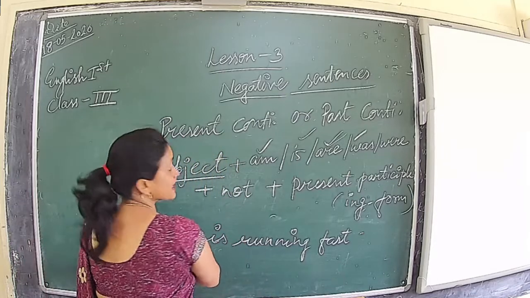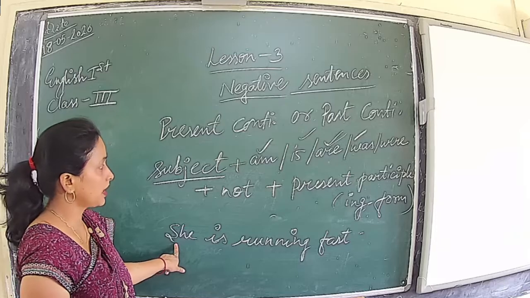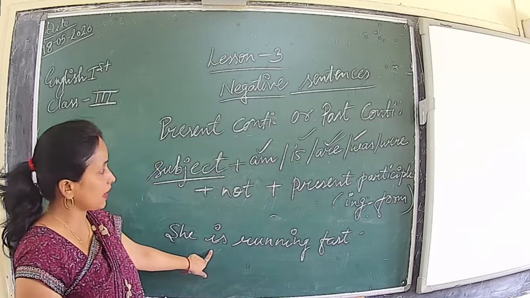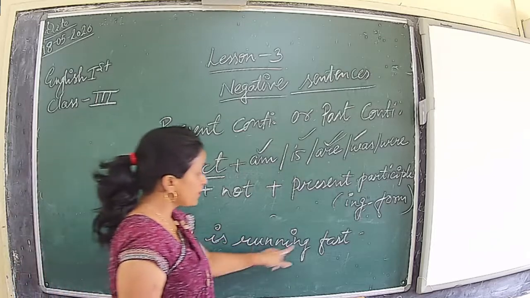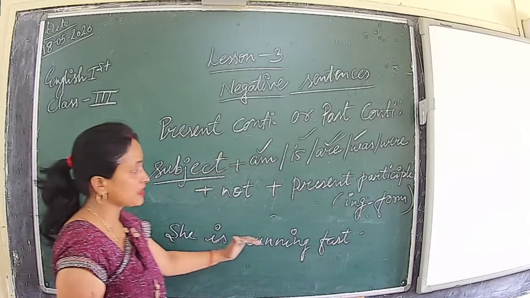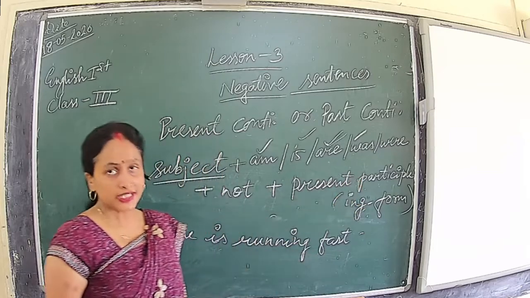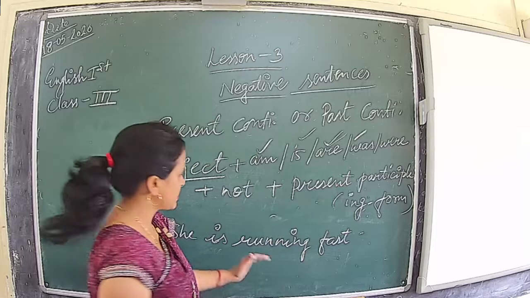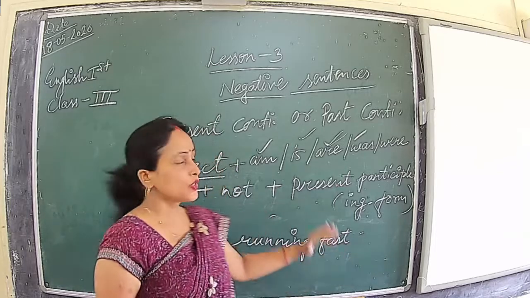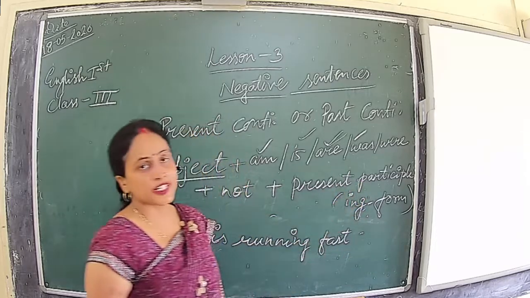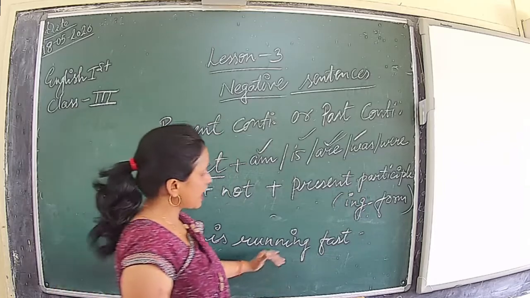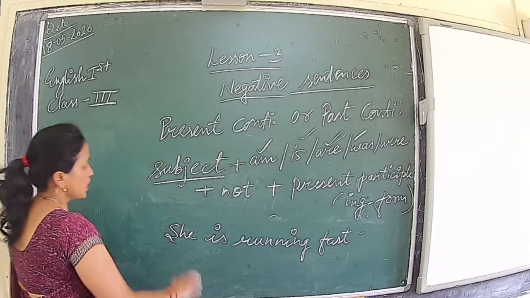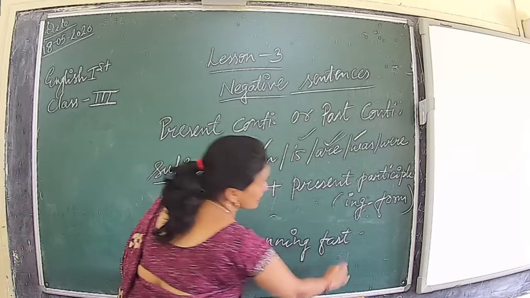What is the subject in the sentence? She. Okay? She, and the helping verb we are using is "is". She is running fast. It is present continuous tense. As it is the ing form of the verb, it is known as a present participle. Okay? Like this. So, she is running fast.